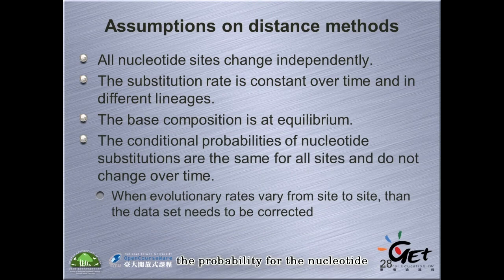The probability for nucleotide substitution is assumed to be the same for all sites and not change over time. If it changes from site to site, then we need some corrections, like using different models for the probability of change among sites, and that's called the gamma distribution. We'll talk later about how to incorporate that into the calculations. So in any case, many of the assumptions can be violated very easily, which is true for all methods as well.